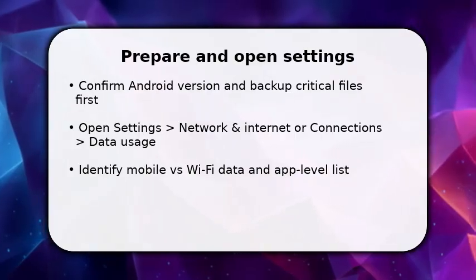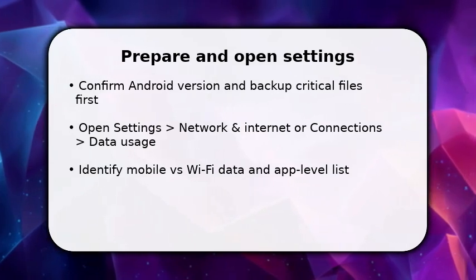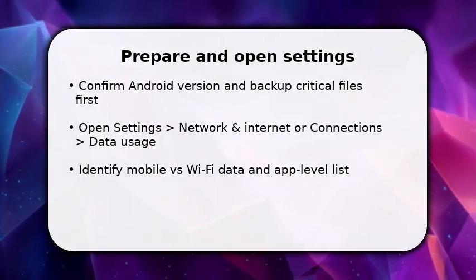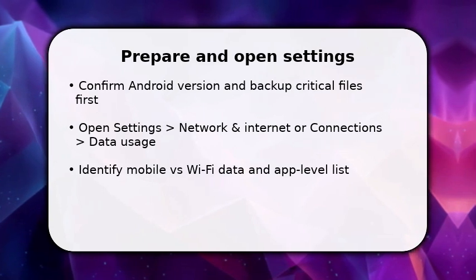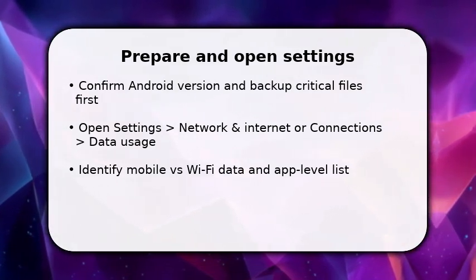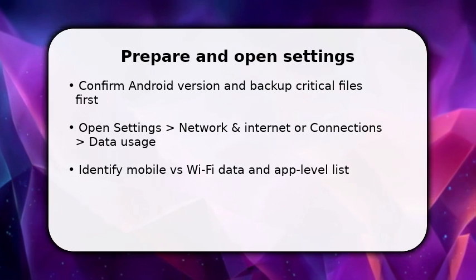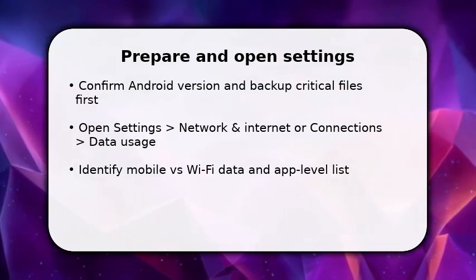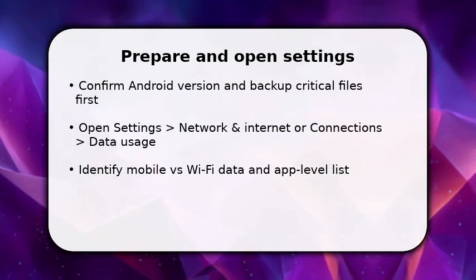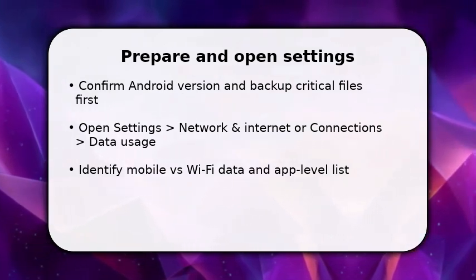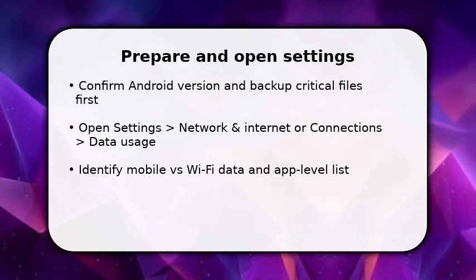You start by confirming the OS level and making a quick backup. That prevents accidental loss. Once done, open Settings and go to Network and Internet or Connections, then Data Usage. You need to distinguish mobile data from Wi-Fi so you clear the correct counters. Tap the overview to see app-level consumption. This is where you'll act.